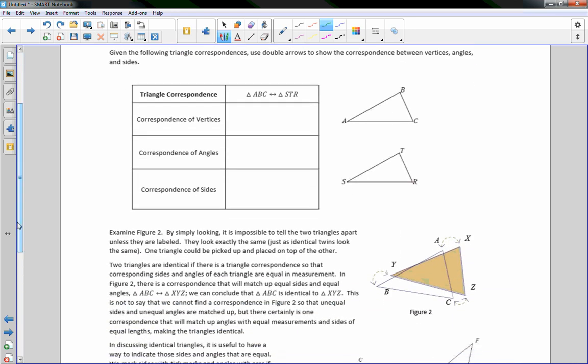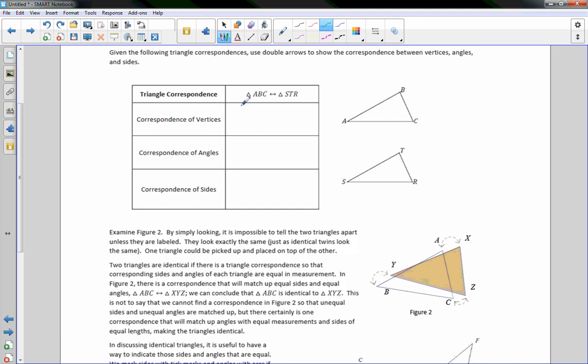All right, example 1. Given the following triangle correspondences, use double arrows to show the correspondence between vertices, angles, and sides. So triangle correspondence, triangle ABC corresponds to triangle STR. So ABC corresponds to STR. Correspondence of vertices. Okay, I'm just going to look at the letters. I don't use the diagram. You can if you want to. I'm just going to use the letters. It's easier for me. I prefer it. It just seems to be quicker.